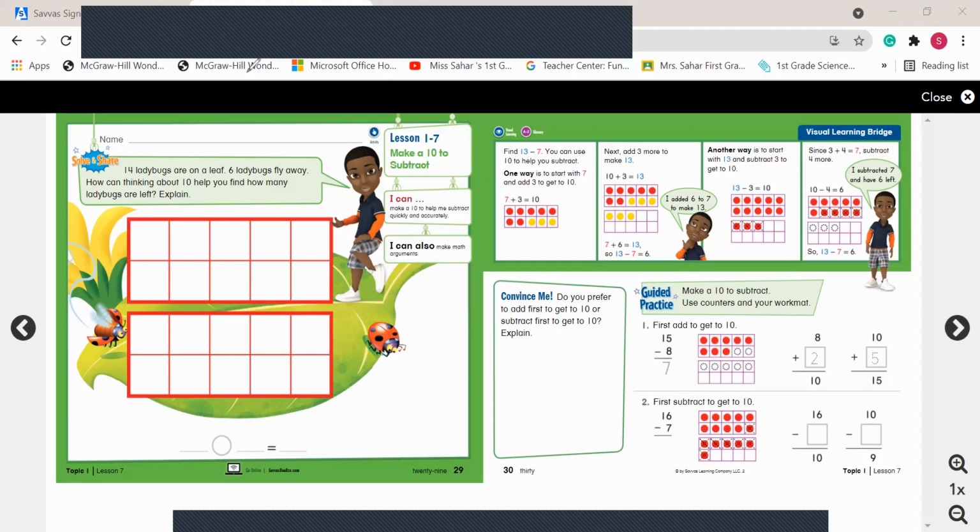So let's see what we have here. "14 ladybugs are on a leaf. 6 ladybugs fly away. How can thinking about 10 help you find how many ladybugs are left?" So for this one, we need to find 14 take away 6, but we need to use our 10 frames. So we need to make 10. So there's 2 ways. The first one is we start with our small addend, which is a 6. So the big addend is a 14, take away 6. So what we're going to do, we're going to start with the 6. So let's put our 6.